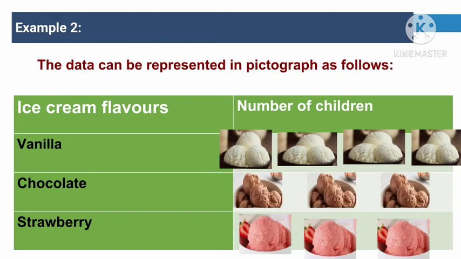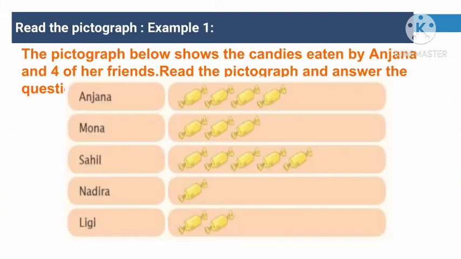See how it is represented? 4 children liked vanilla ice cream, right? So instead of the number 4, 4 vanilla cup pictures were given here. And 3 chocolates, so 3 chocolate ice cream pictures were given here. And instead of the number 3 for strawberries, 3 strawberry pictures were given here. So this is the form of representing the data in a pictograph. I hope it's very clear, children.